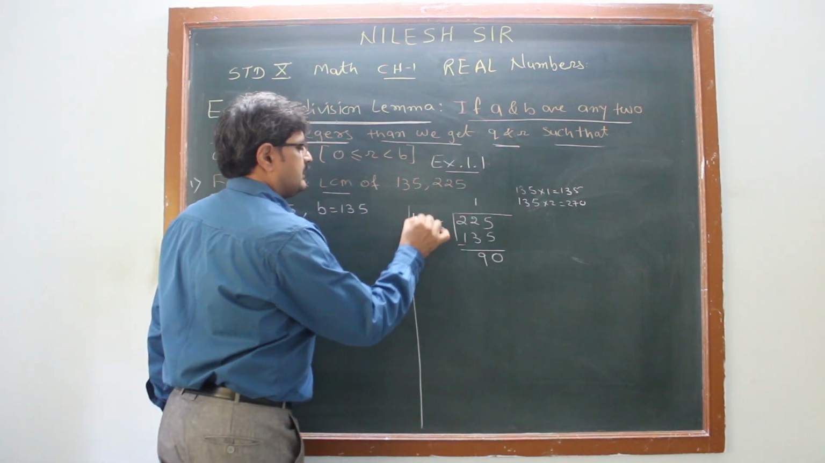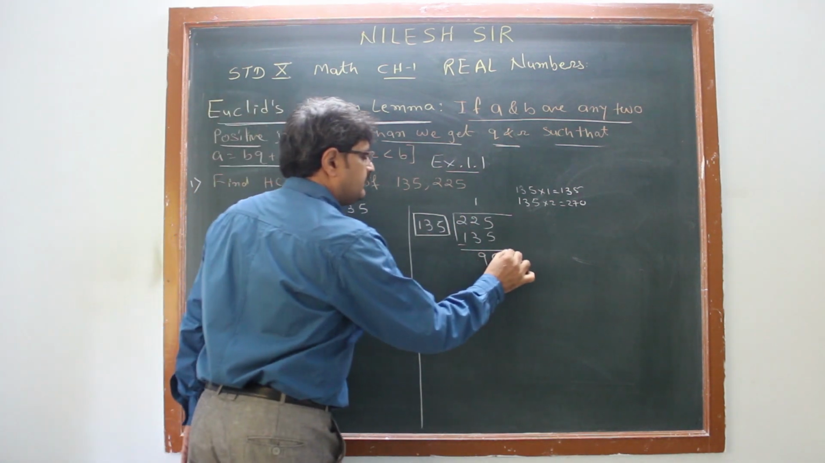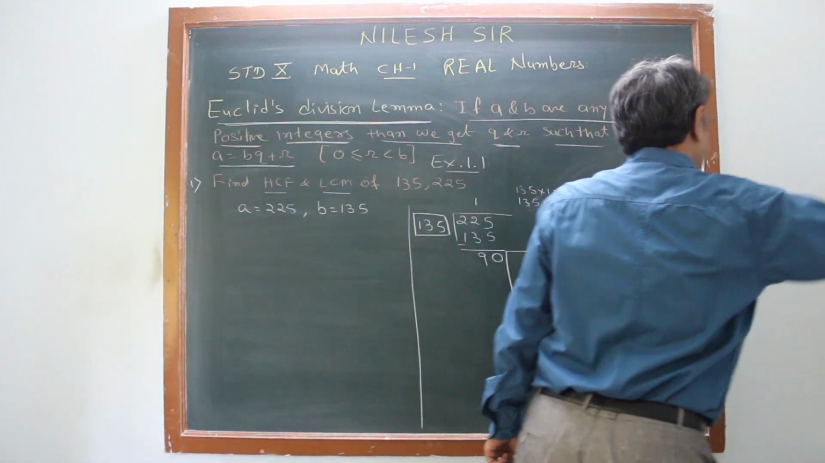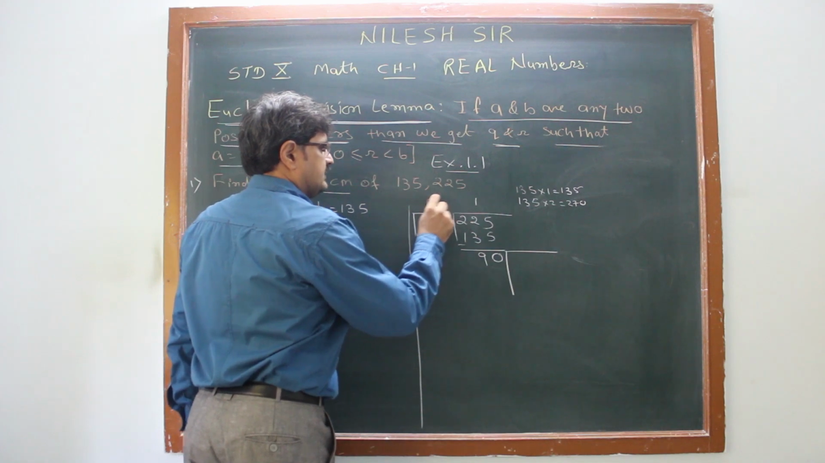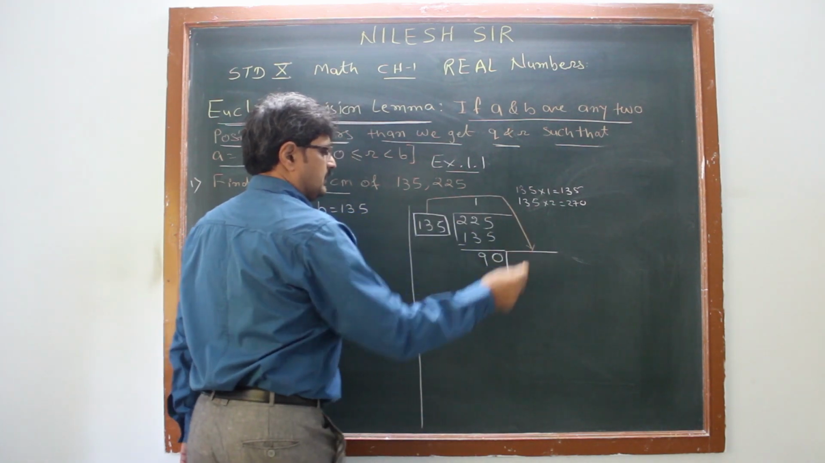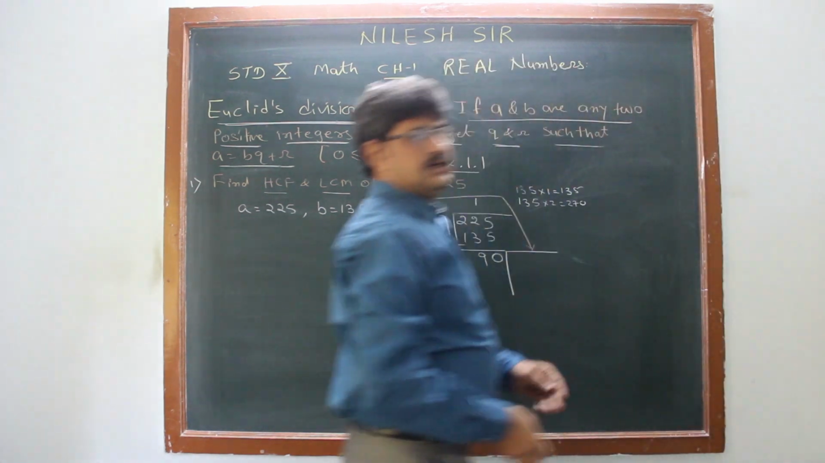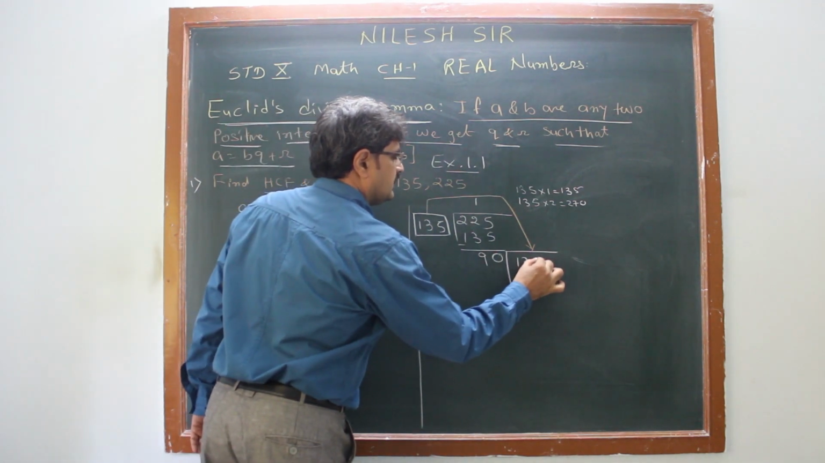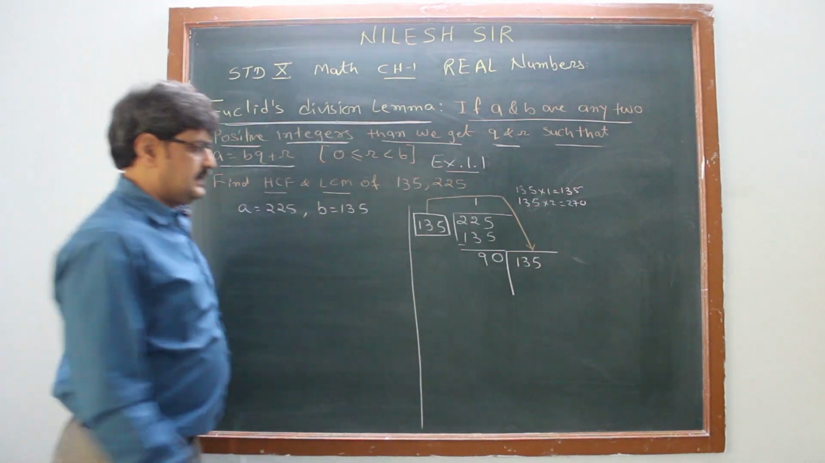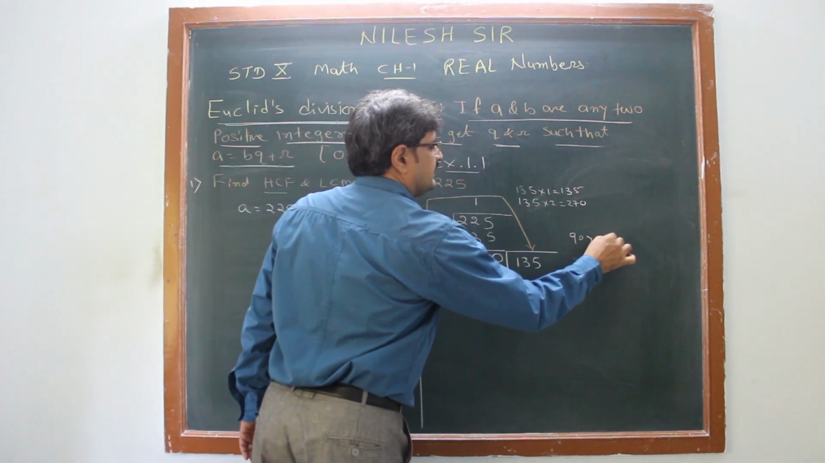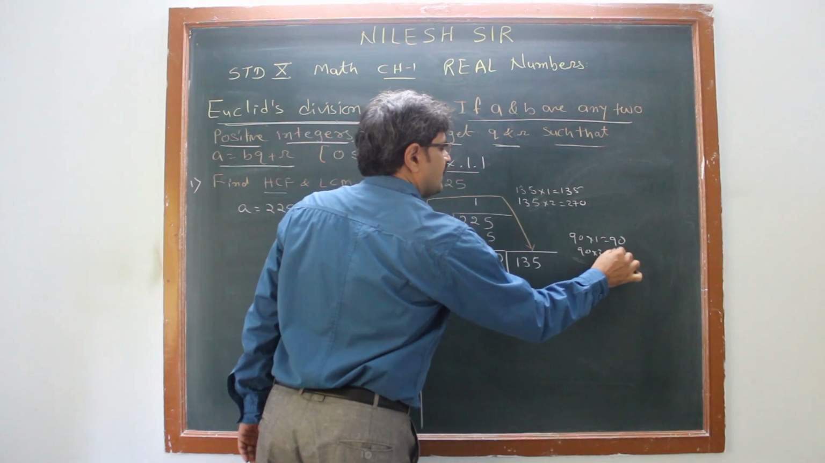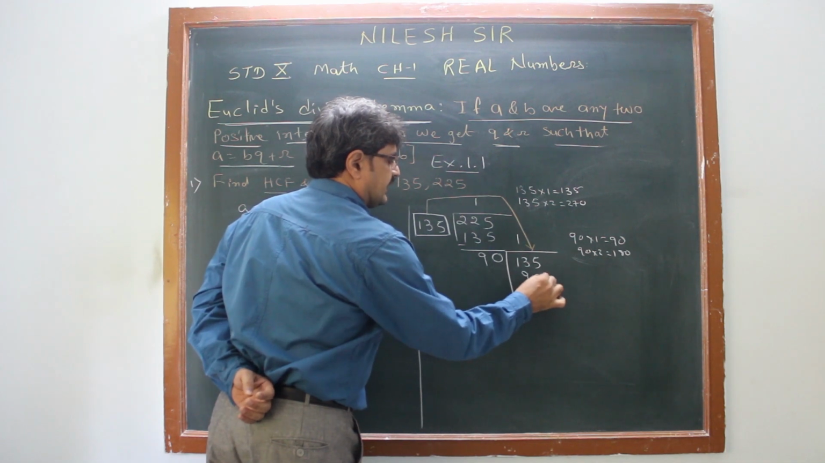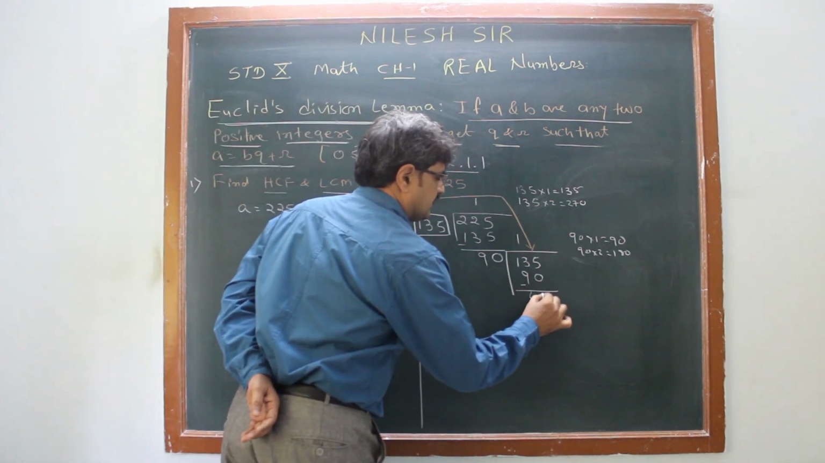Now friends, you should remember that this divisor will become the dividend for the next step. This is the only thing you should remember. So I will write 135 here. Now you have to divide as earlier. 90 ones are 90, 90 twos are 180, which is greater than 135. So I will use 90 ones are 90 and the subtraction is 45.